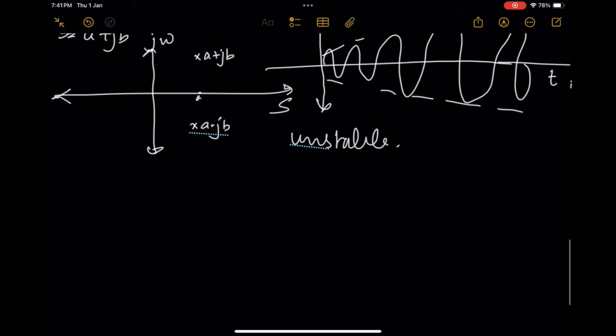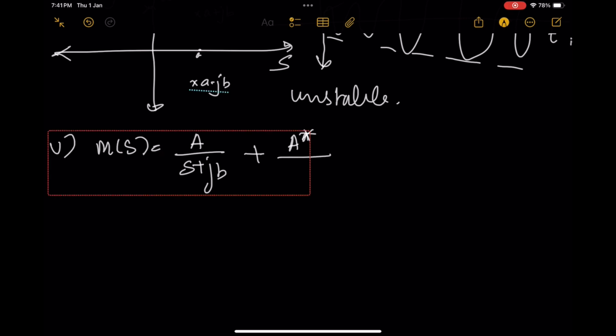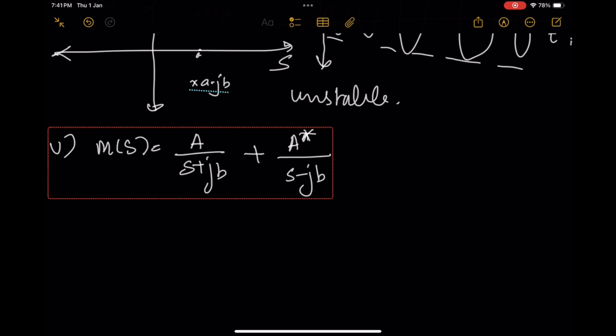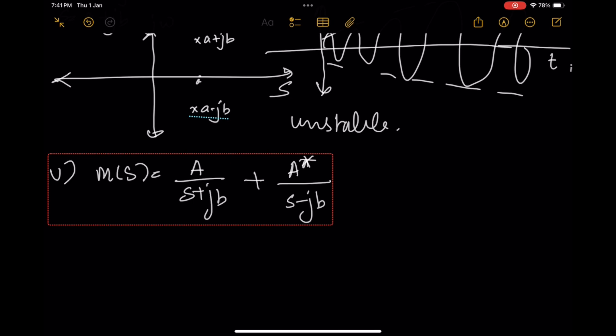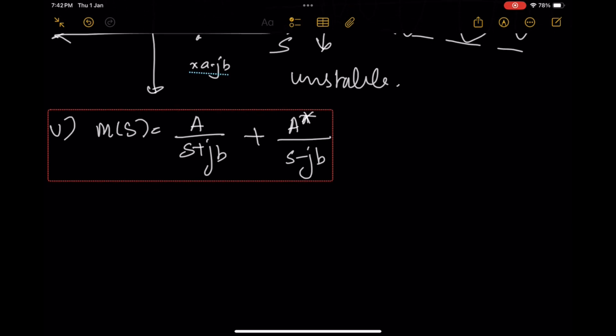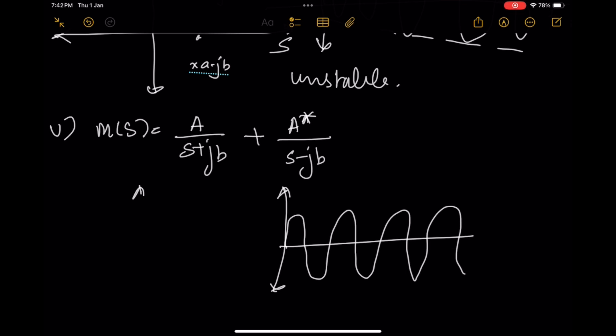Then we'll move on to our next equation, which is of the form m of s equal to a by s plus jb plus a conjugate by s minus jb. Okay, the graph of this equation is particularly different. Actually it's similar to the both two. It's also a sine wave, but it will differ in some ways. That is, if I'm drawing it, it will look somewhat like this. That is, it is stable.